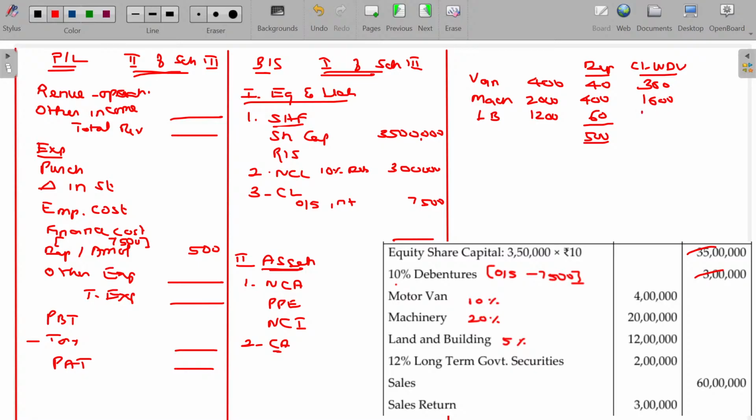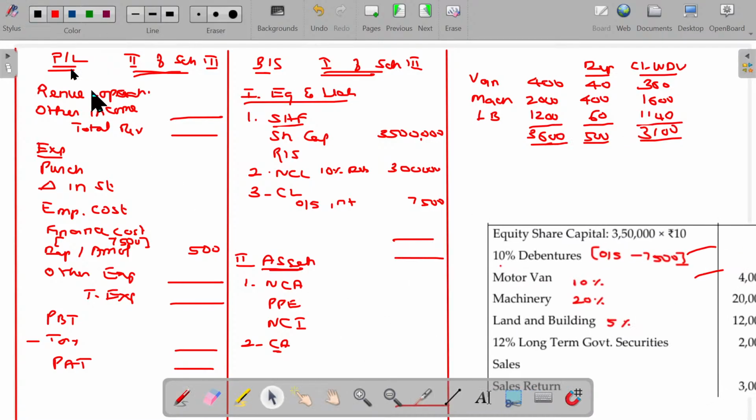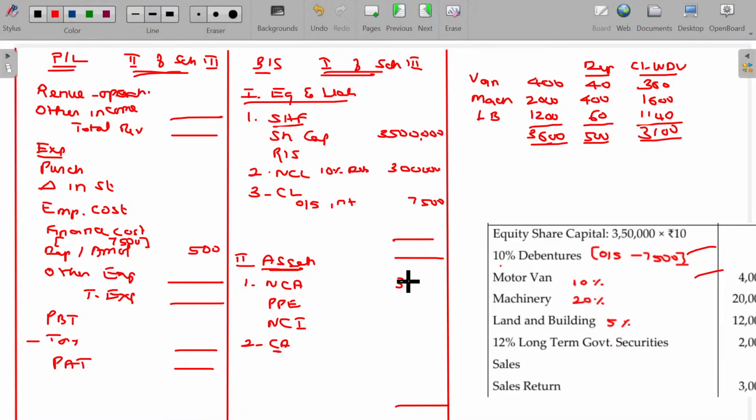1600, 1140. What's the total value now? 1300. Am I right? 1300 will be the assets value now. 3100. This being 3600 minus 500, 3100. So this is being non-current assets, 3100. Property, plant, equipment.